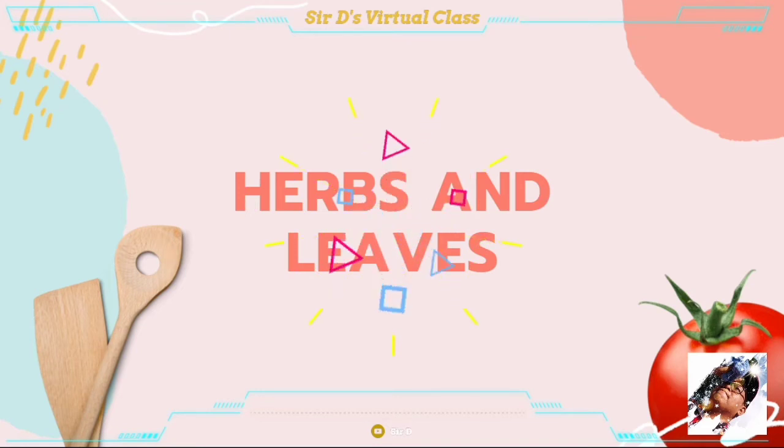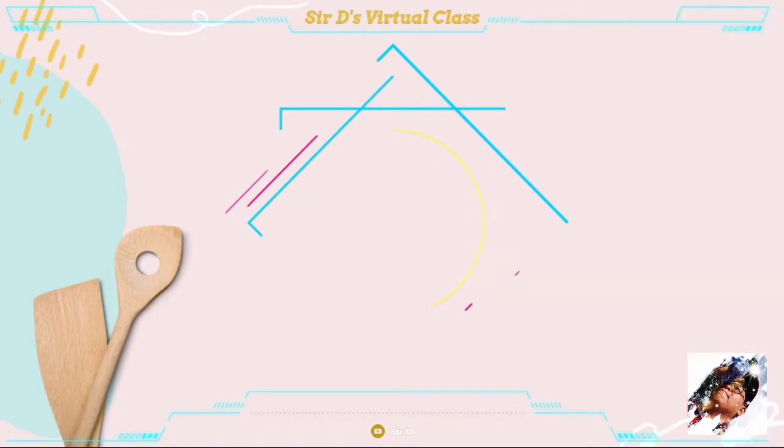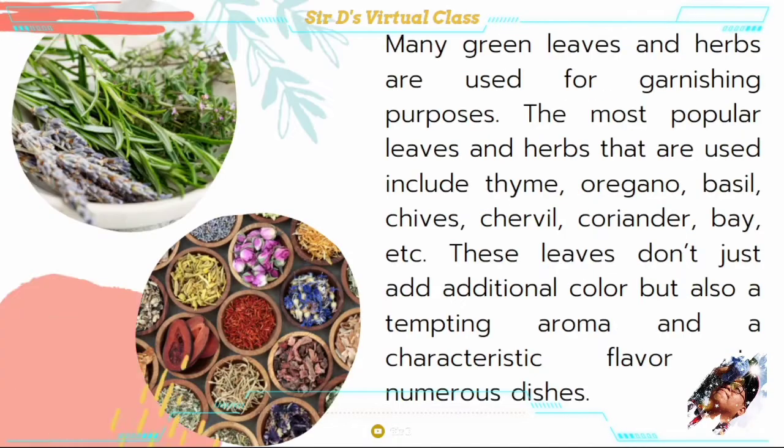Now, first of the many garnishes is the herbs and leaves. Many green leaves and herbs are used for garnishing purposes. Most popular leaves and herbs that are used include thyme, oregano, basil, chives, chervil, coriander, bay, and etc. These leaves don't just add additional color, but also a tempting aroma and a characteristic flavor to numerous dishes.